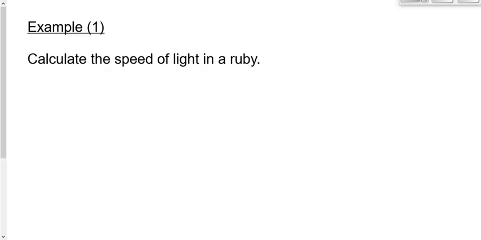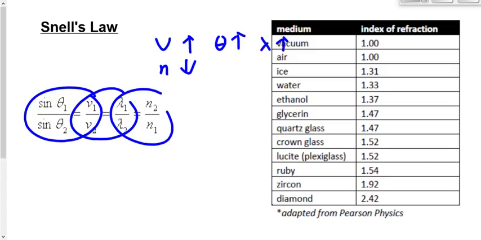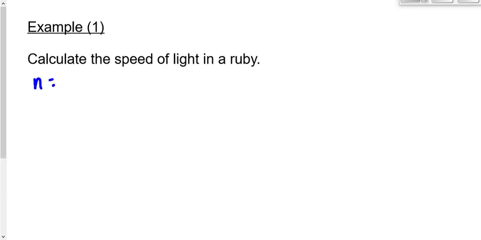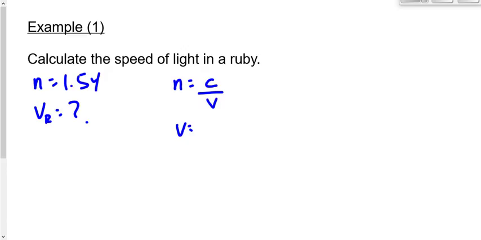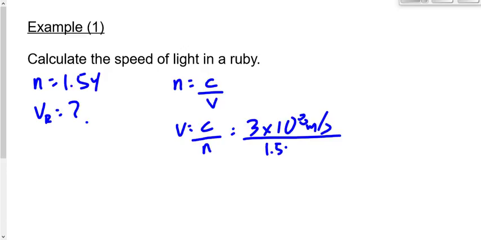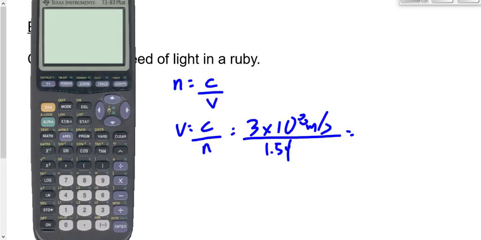Okay, let's take a look at example number 1, and I'd like to do example number 2 if we have time as well, and then we call it a day here. Calculate the speed of light in a ruby. Well, the index of refraction of a ruby is what? 1.54. So I'm going to say n is 1.54. I want to find the speed of light in the ruby. What I would suggest here is to say n is equal to c over v. So v equals 3.00 times 10 to the 8 meters per second, divided by n, 1.54. Done. That's all there is to it.